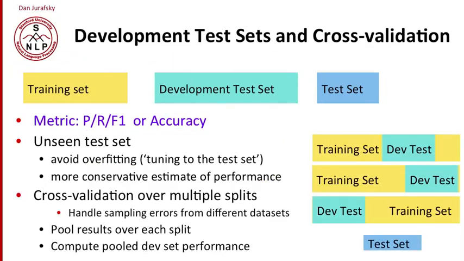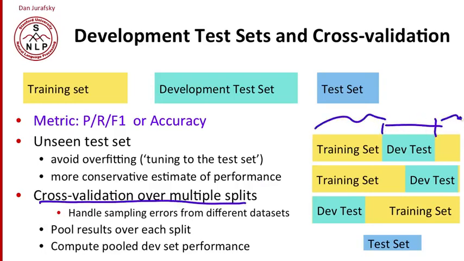Now we can get sampling errors due to small data sets. Maybe our test set is small or our training set's unrepresentative. So it's common, as we talked about earlier, to use cross-validation. So we're going to take multiple splits of our data and cross-validate. For example, let's say we set aside some portion of our data for a dev set.